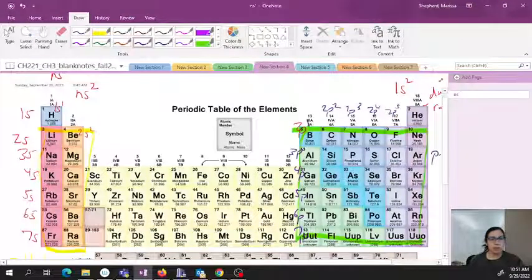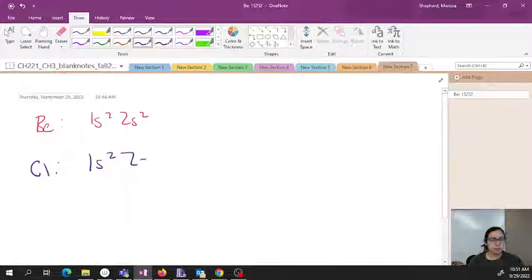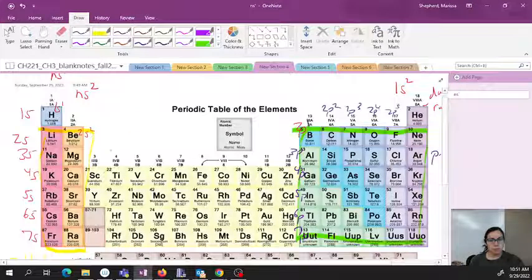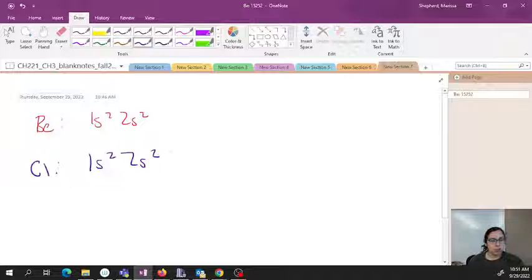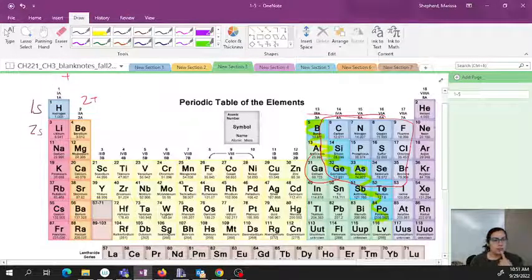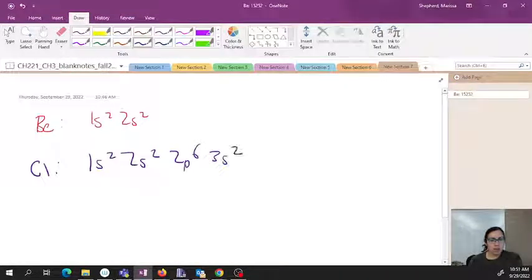So 2S, and then we fill it up, so 2. And then 2P, you have to fill it all the way. So how many fit in there? So count them: 1, 2, 3, 4, 5, 6. So 2P6. And then back to here. So this brings us back to 3S2.